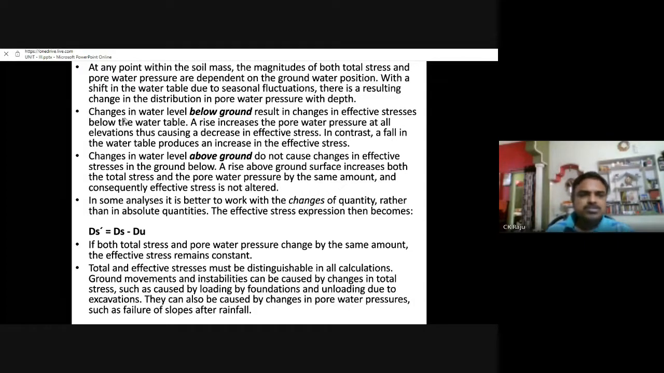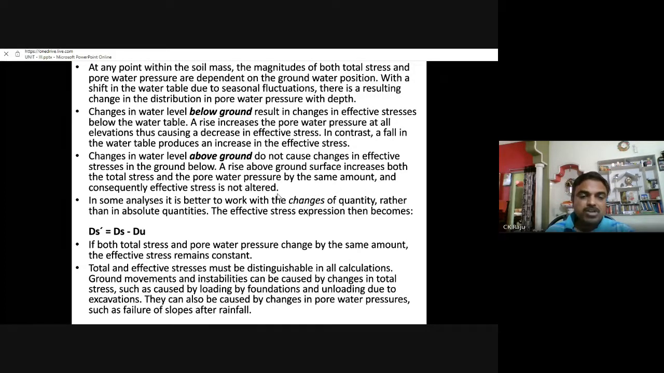A change in the water level below ground results in changes in effective stresses below the water table. A rise increases the pore water pressure at all elevations, thus causing a decrease in effective stress. In contrast, a fall in water level produces an increase in effective stress. Changes in water level above ground do not cause any change in effective stress in the ground below. A rise above ground surface increases both total stress and pore water pressure by the same amount, and consequently effective stress is not altered.